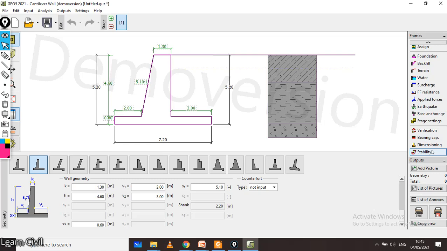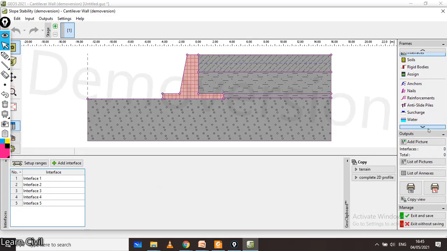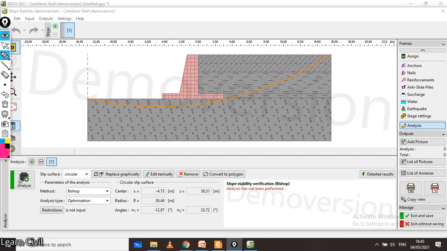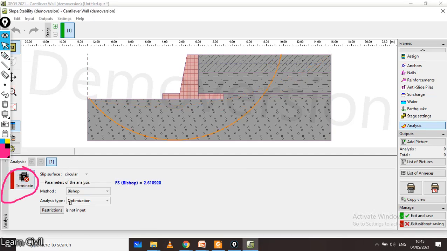Again go to the stability, click here. Again you will have to go to this analysis option. Click here on analysis. You will get some option like this, that is analyze. Click here on this analyze option. Again the analysis will run. You have to repeat this procedure until you get the satisfying results.